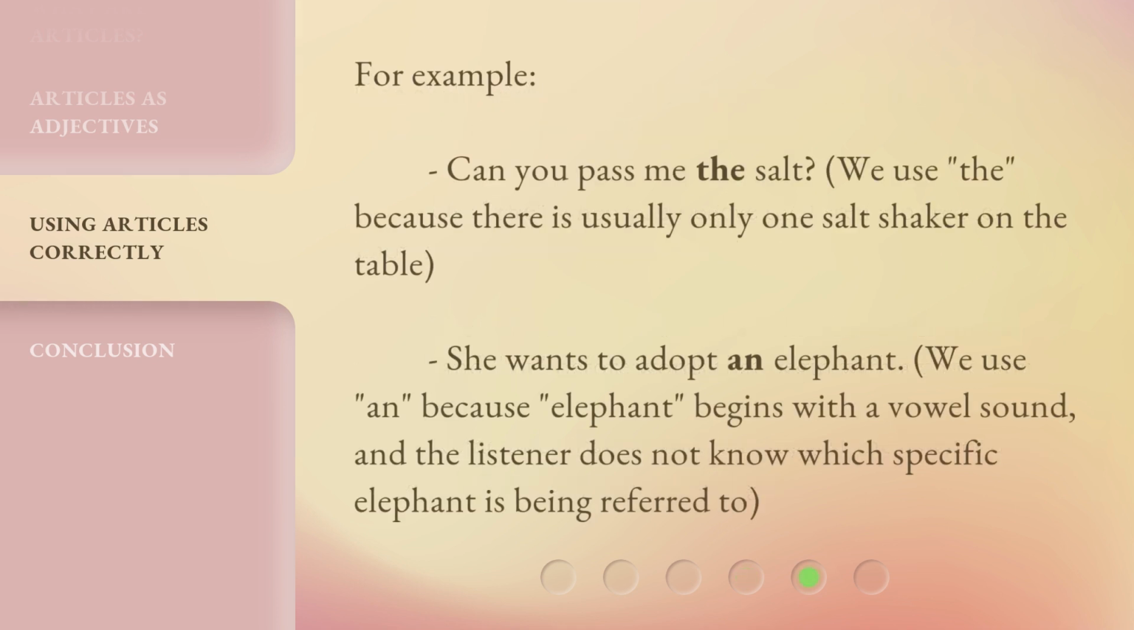For example, "Can you pass me the salt?" We use "the" because there is usually only one salt shaker on the table. "She wants to adopt an elephant." We use "an" because "elephant" begins with a vowel sound, and the listener does not know which specific elephant is being referred to.